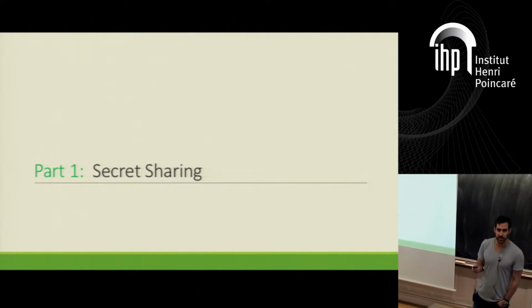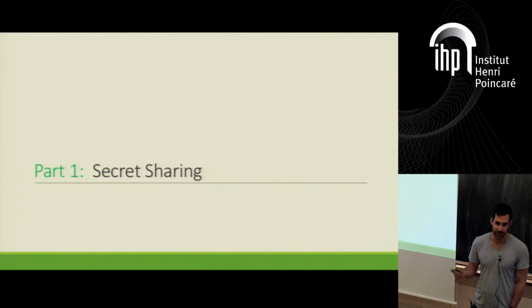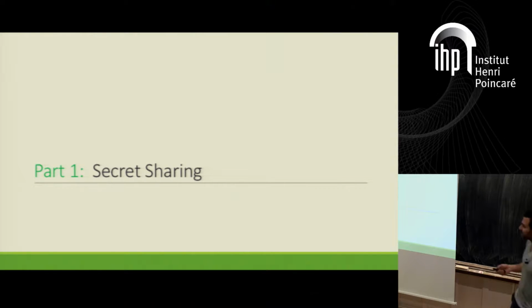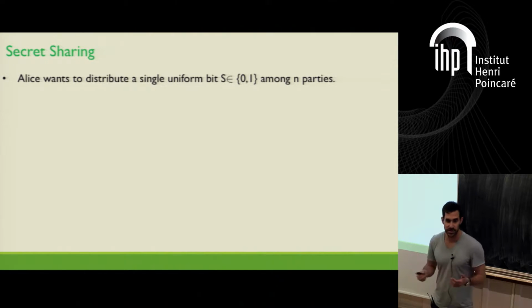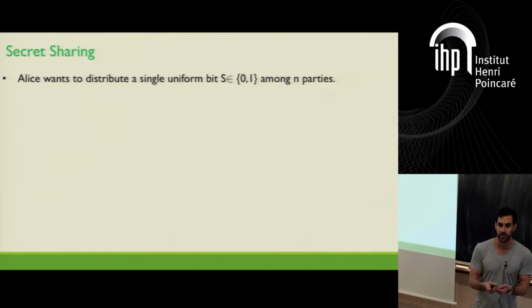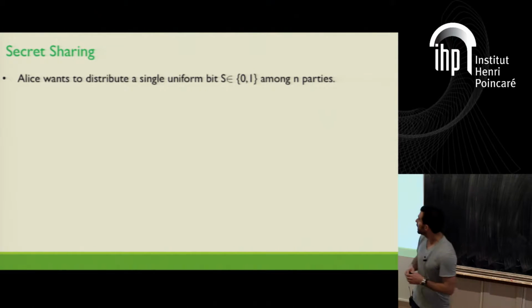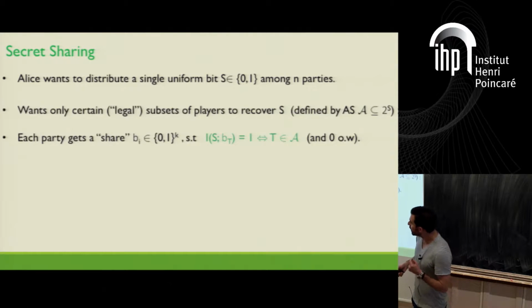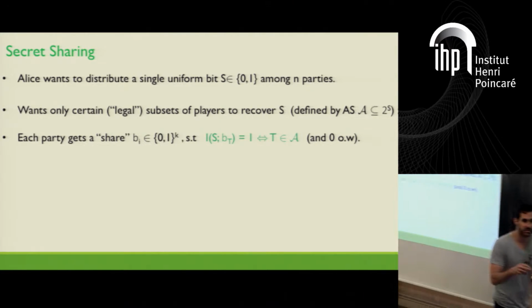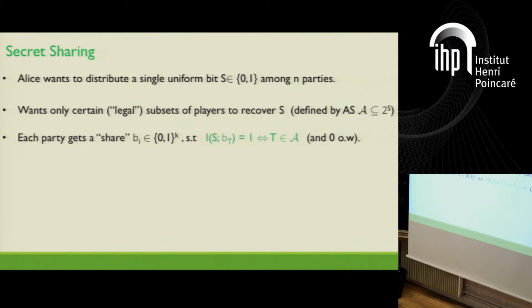So how many people have heard of secret sharing? Okay, so maybe we can move faster because I don't have a lot of interesting results to state. So basically, what is the secret sharing problem? A sender or a central authority, let's call her Alice, has some secret information, which for simplicity is just a uniform bit, or k uniform bits. And I want to share this secret with n players, with all of you. But I want only certain legal subsets of the players to be able to discover this secret.